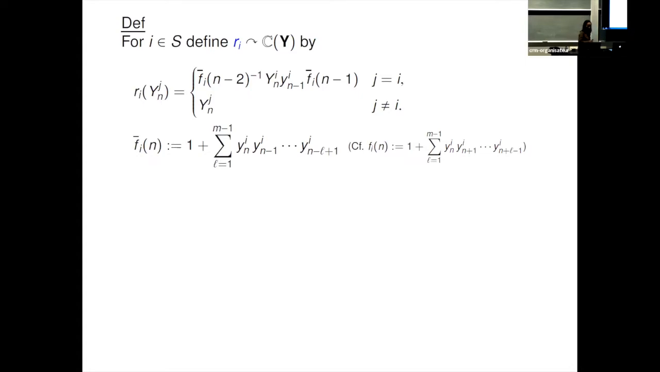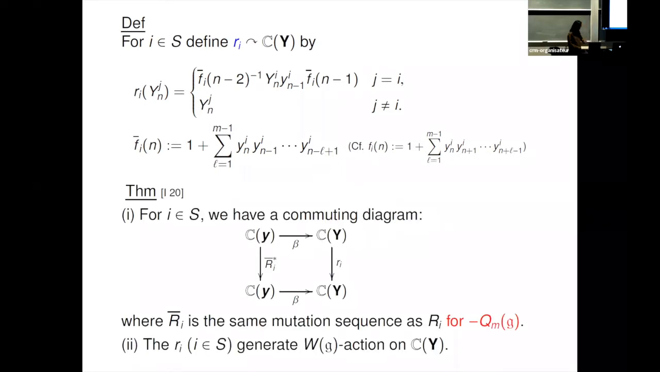We are interested in the action, the Weyl group action on this rational function field. And we define this action first. If i and j are equal, then there is some non-trivial thing, but otherwise it is a trivial fact. And here y bar is again a polynomial in cluster y variables, but it is decreasing. For the first time in the cluster R matrix, it was increasing, but the direction is now opposite. But it doesn't matter actually. And we have the following theorem.